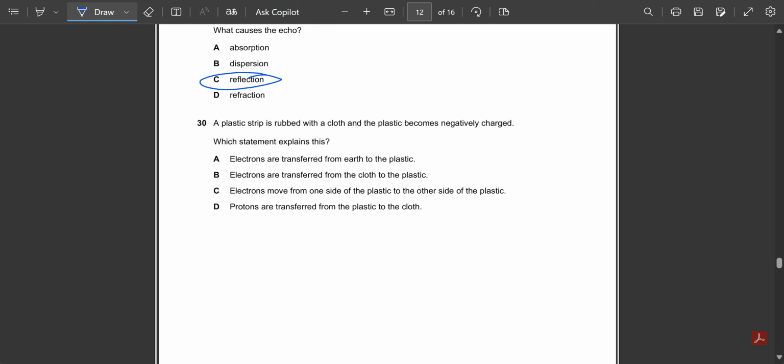A plastic strip is rubbed with a cloth and the plastic becomes negatively charged. Which statement explains this? If plastic becomes negatively charged, it means it is gaining electrons. So electrons are transferred from the cloth to the plastic. Yes, the cloth loses electrons, that's why the cloth becomes positively charged, and the plastic gains electrons. That's why it becomes negatively charged.